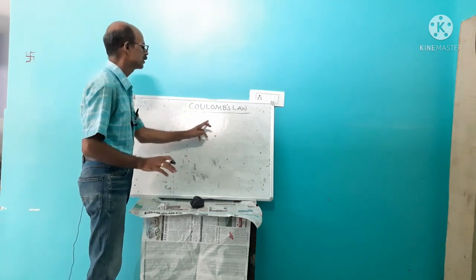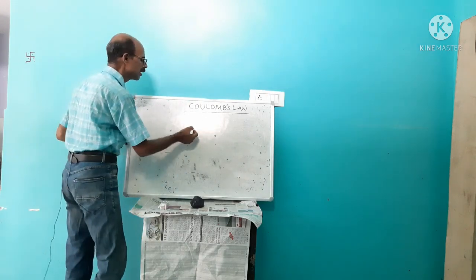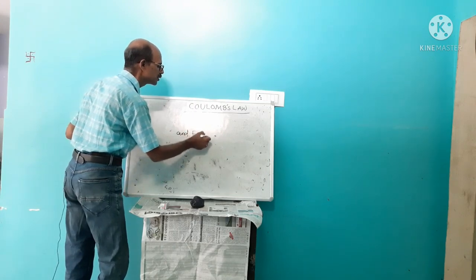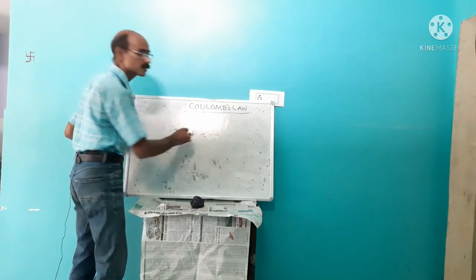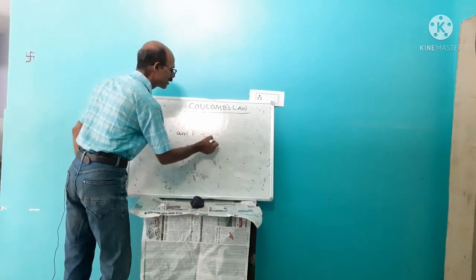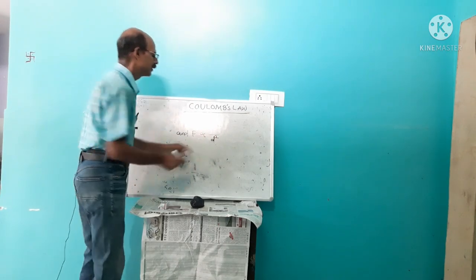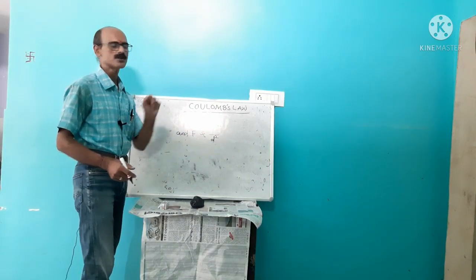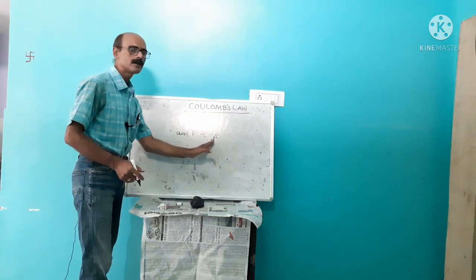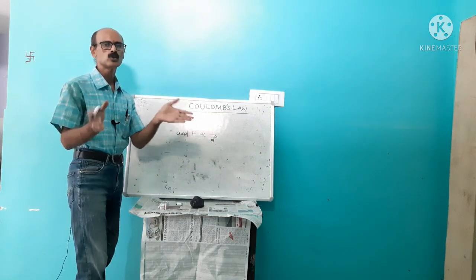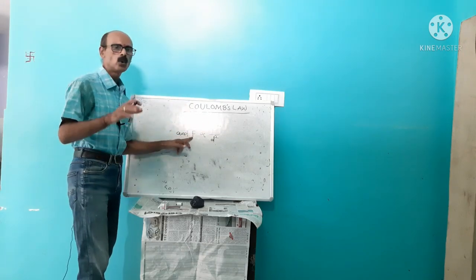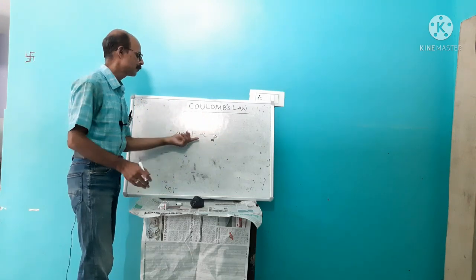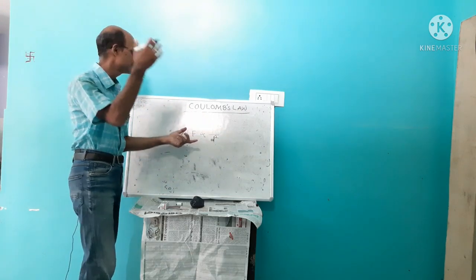So force is proportional to the product of magnitudes of charges, and it is inversely proportional to the square of the distance of separation. The distance we have taken is d and its square is d squared. So F is inversely proportional to d squared. That means if the distance of separation between two charges increases, then the force of interaction decreases. If the distance of separation is reduced, then the force of interaction between them increases.